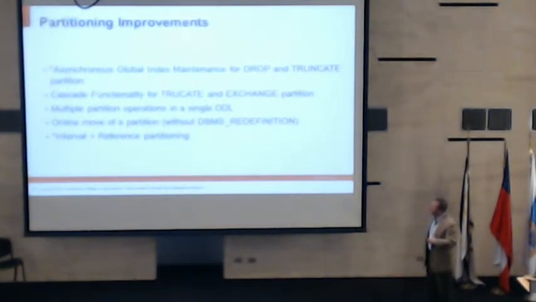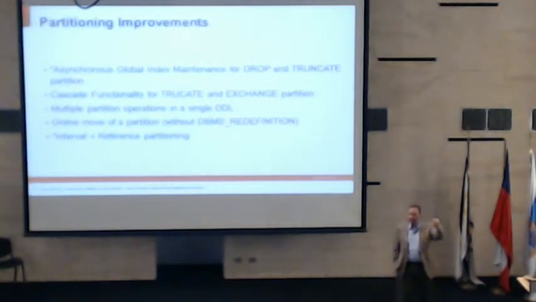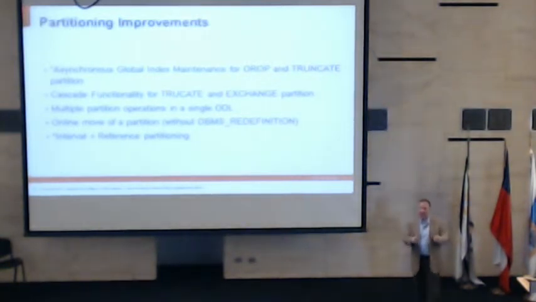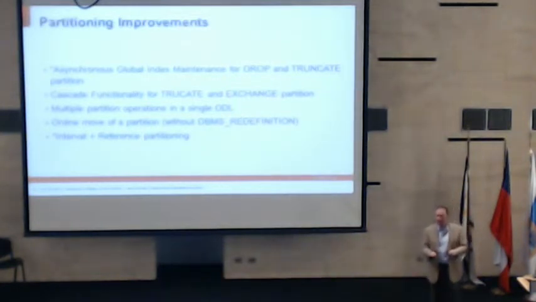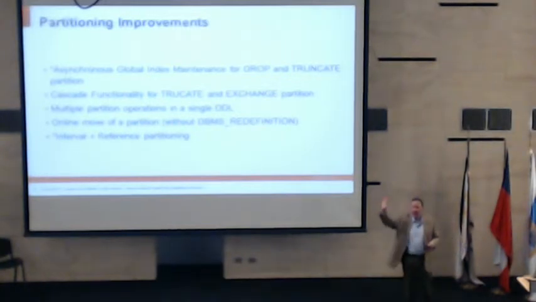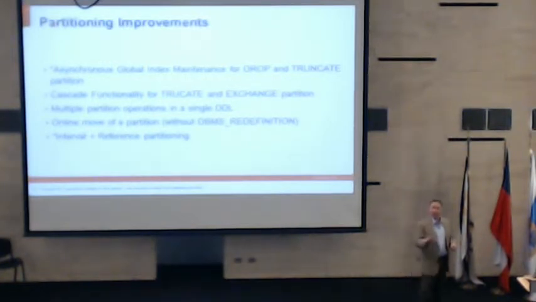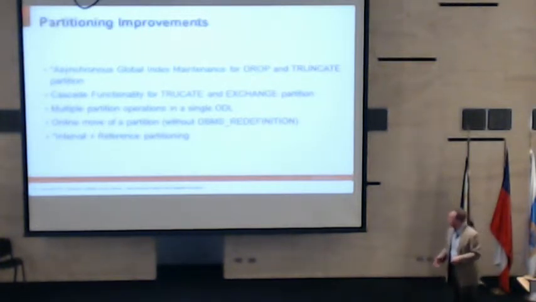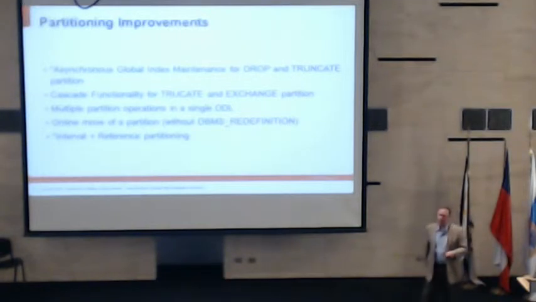We also have cascade functionalities for truncate and exchange. If you have parent-child relationships, like an orders and a line items table, you can now do a cascade operation on a truncate or a drop so that when you truncate the oldest order partition, that truncate cascades down to the child tables for you automatically. So one DDL statement can affect multiple table segments now. Same with exchange. If I'm going to load a parent-child table, I can now exchange both of those tables, or 3 of those tables, or however many tables are in that relationship, into my partitioned set of tables in one DDL statement. We also have multiple partition operations in a single DDL.